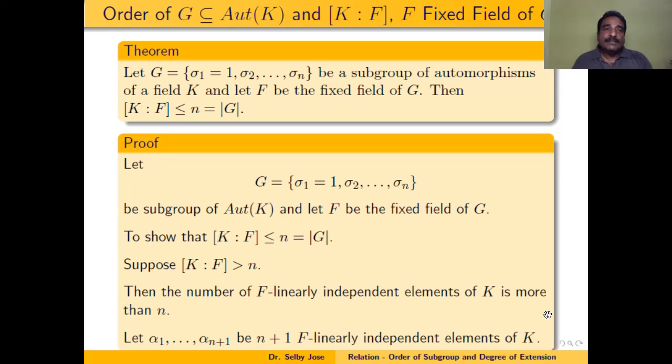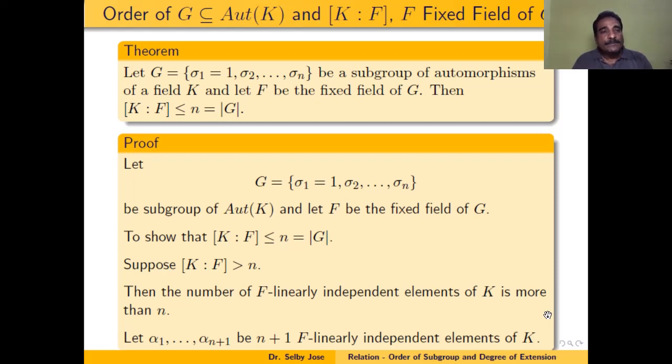Let G be a subgroup of the automorphism group of a field K and F be the fixed field of G. Then the degree of extension K over F is less than or equal to n, which is the same as the order of the group. So let us prove this. Let G equal sigma 1, sigma 2, etc., sigma n. That means the order of the group is n, with sigma 1 the identity automorphism of K. And let F be the fixed field of G.